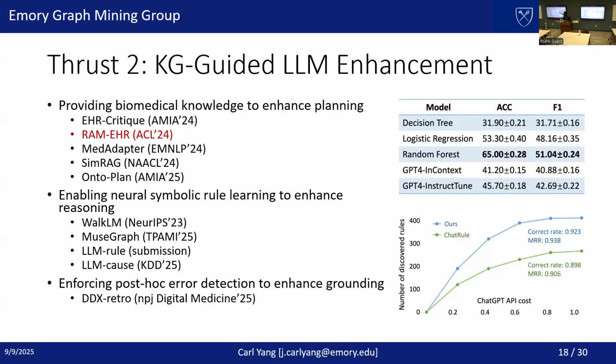There has been a lot of work on this recently, and I categorize it into three types. One is using a knowledge graph as a source of retrieval, so you can check knowledge. You basically use the knowledge graph to check whether a feature is helpful or not. This is one of the preliminary experiments we did.